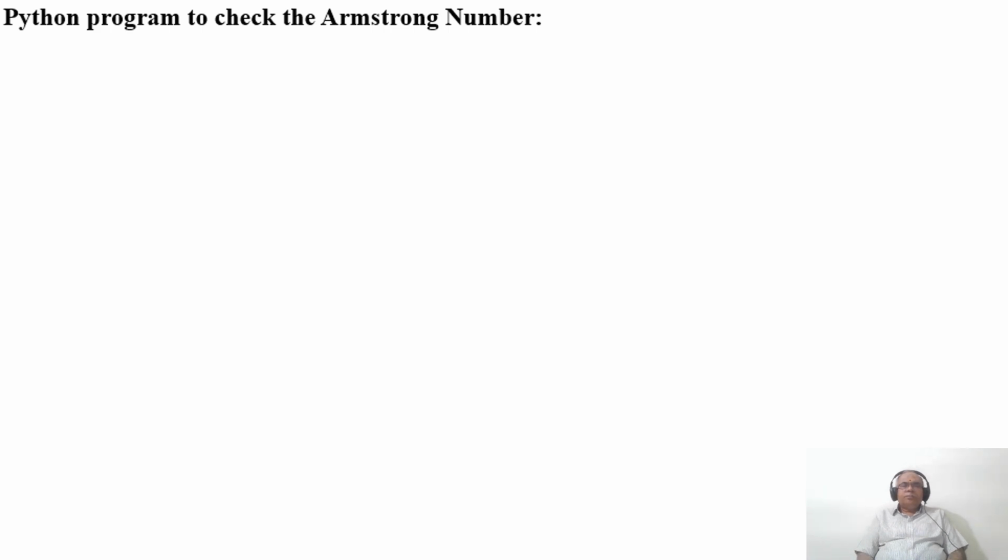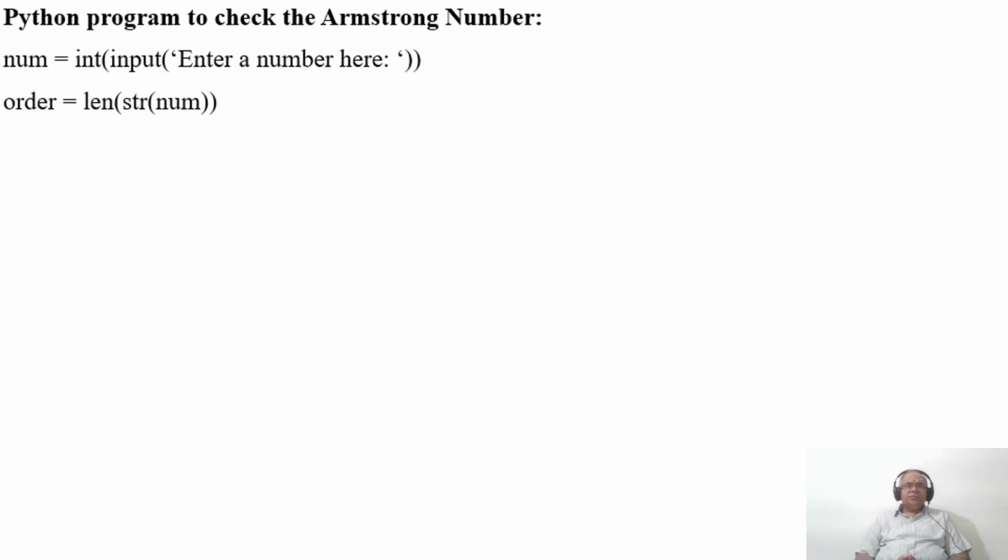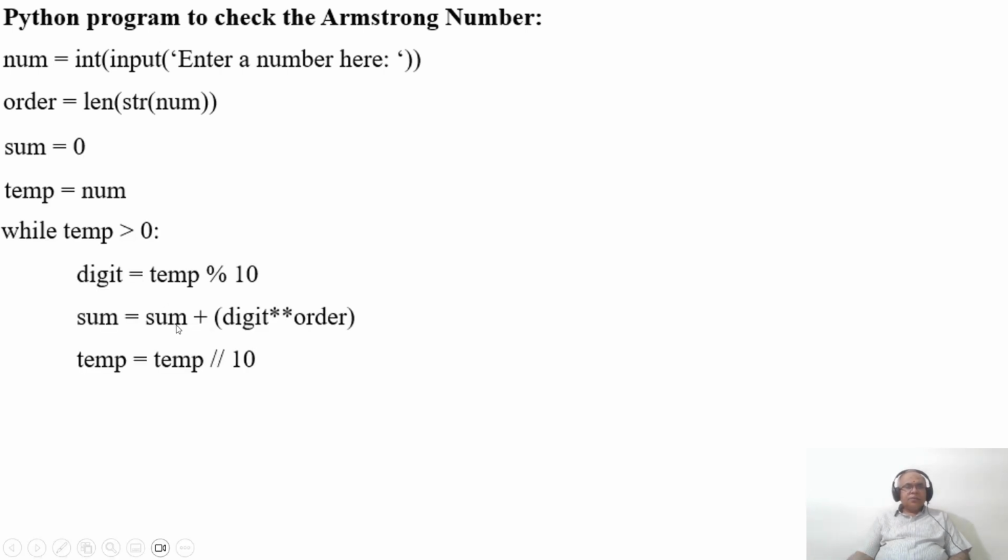Now we are going to take up one more Python program: how to check whether the given number is an Armstrong number or not. So first, how to find the Armstrong number. Suppose I enter a number, for example 153. The formula for this is sum equals sum plus digit to the power of order. So what does that mean? We will see now.